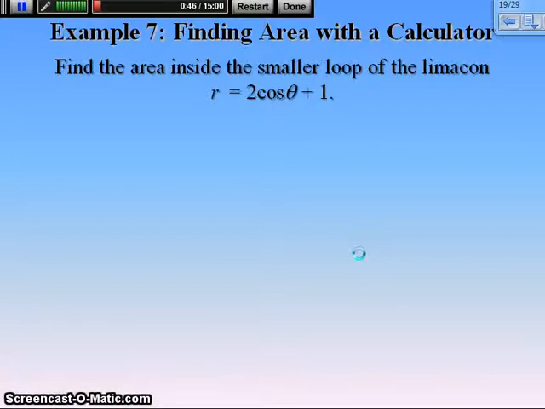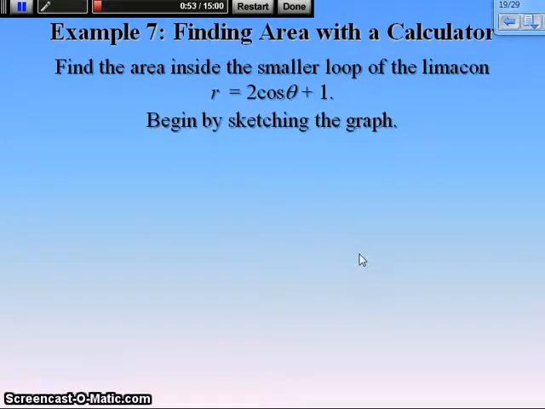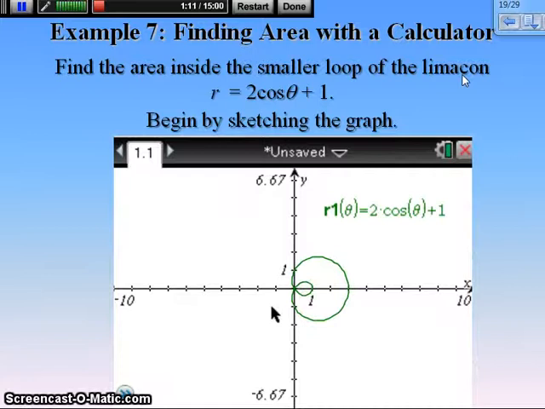Now, of course, you see the example 7, finding area with a calculator. We will certainly, on this one, use a calculator to come up with the answer. So we want the area inside the smaller loop of this limacon. Those of you that are fluent in French or know anything about French, there should be a little tail on this C, which of course makes the S sound in French. But I don't have that key on my keyboard, so this is the best that I can do. So we make our sketch and we have this, and our job is to find the area inside this loop right here.